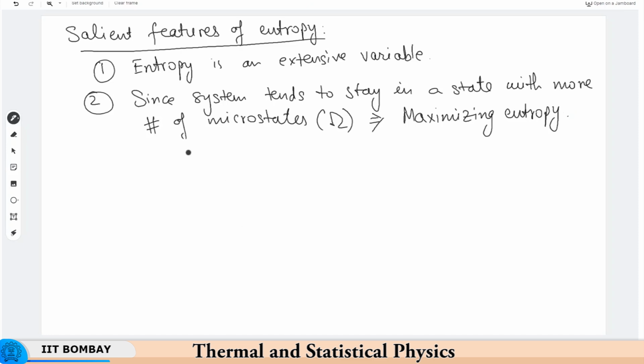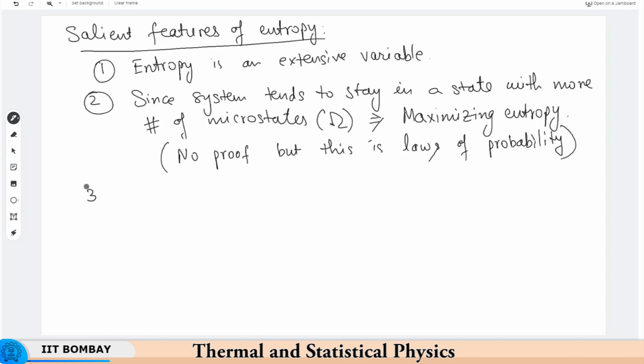So what I am trying to say is there is no proof of this, but this is a law of probability. The nature of our universe is such that whichever state has higher multiplicity, more likelihood of happening, that happens. So in that sense it is a law of probability.